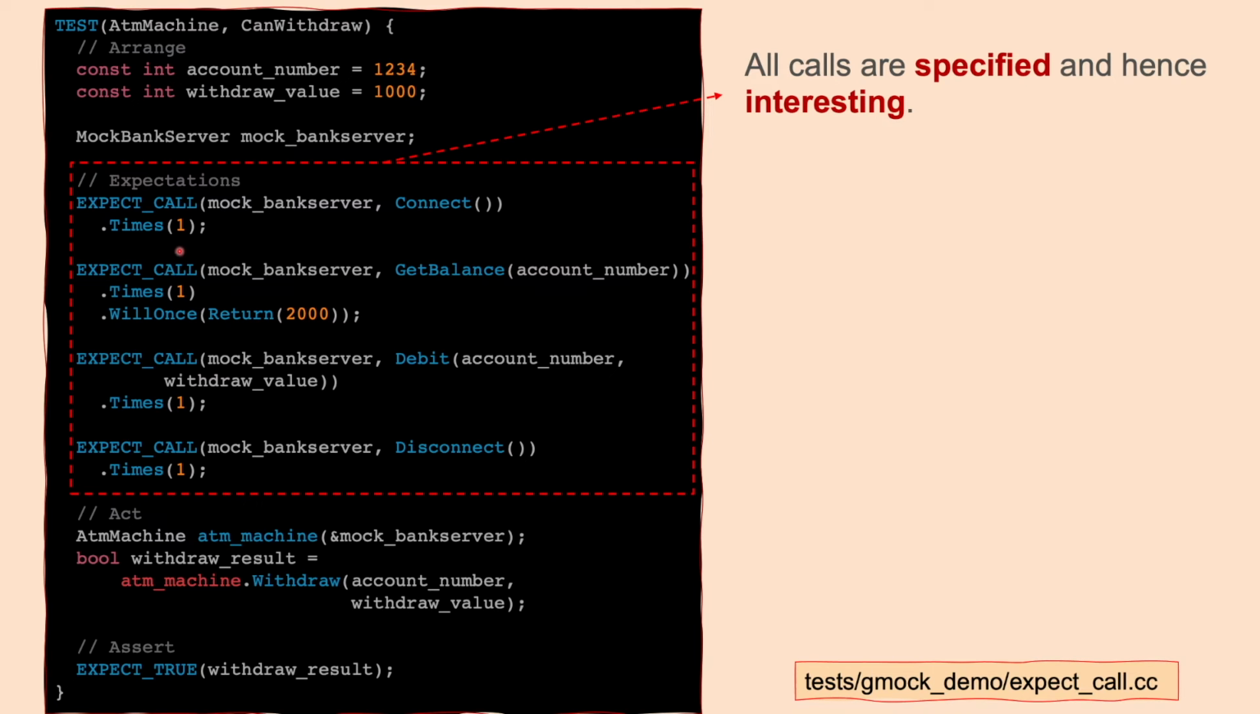One way to make those warnings go away is to specify one expect call for each mock method that is being called as a result of withdraw. If you specify all of these functions, then there will be no warning in the output and your test will pass. You can check this from this path down here.